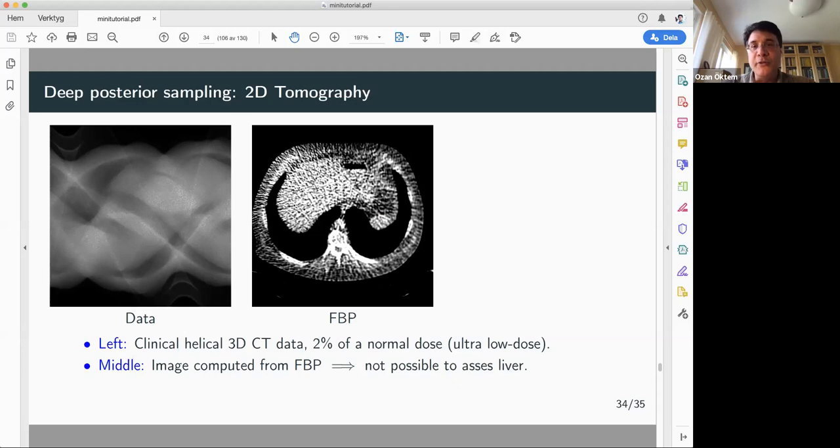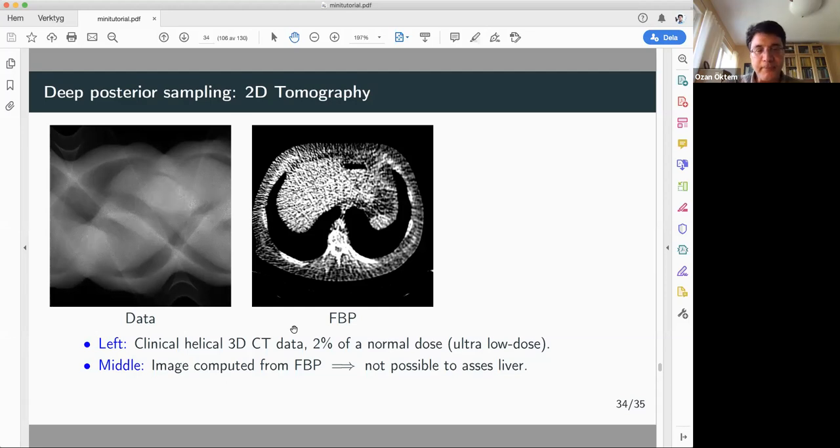Now, I'm going to conclude my last 3 or 4 minutes with a real clinical case. This is a case where the patient was referred to the clinic with a suspected lesion in the liver. And of course, they took a regular CT scan. But to make this example extra hard, we're going to go to the ultra low dose regime. We're going to take 2% of normal dose. So we keep the full angular sampling, but we have so much noise that it corresponds to 2% of normal dose.